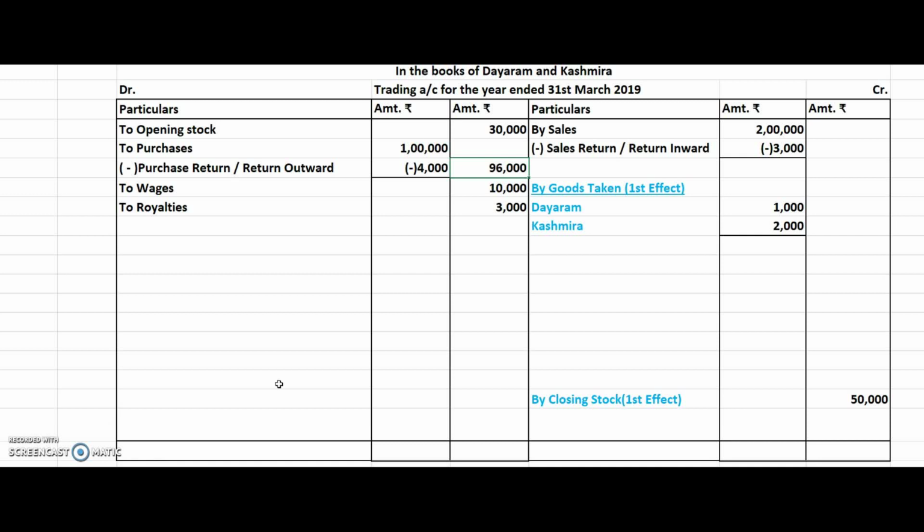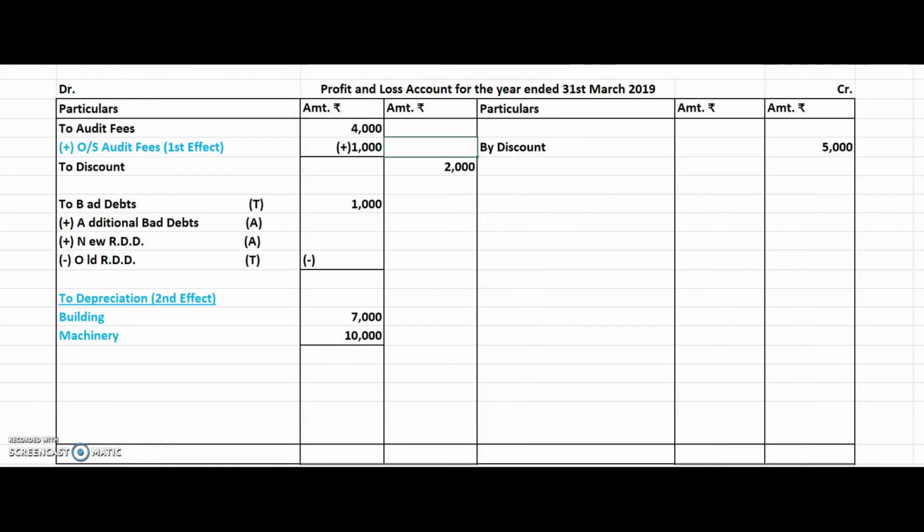Sales 2 lakh minus 3,000 gives us 197. Goods taken 3,000. Profit and loss account, audit fees 5,000. In this bad debt formula, we do not have anything after bad debt. So very simple, we will just transfer the answer to the outer column. Next is depreciation.